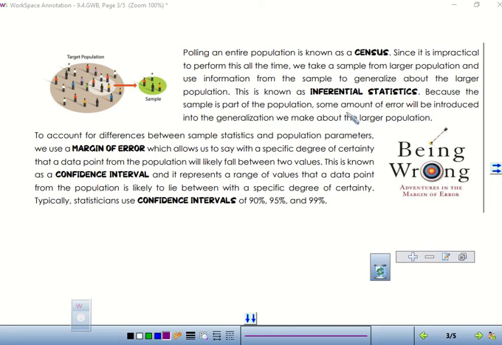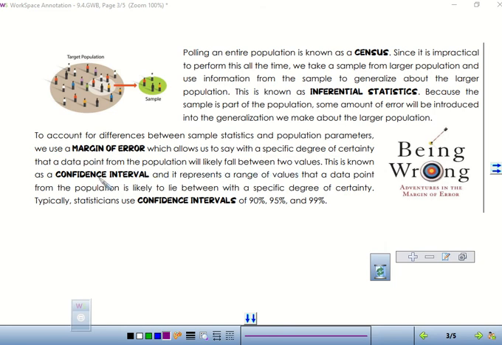This is known as an inferential statistic. Because the sample is part of the population, some amount of error will be introduced into the generalization we make about the larger population. To account for differences between sample statistics and population parameters, we use margin of error, which allows us to say with a specific degree of certainty that a data point from a population will likely fall between two values.